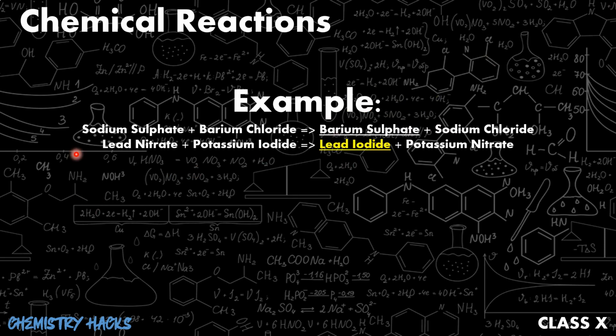And we can look at our examples here. Sodium sulfate plus barium chloride gives rise to barium sulfate plus sodium chloride. The precipitate would be barium sulfate, and since it contains barium, the color would be white. Similarly, lead nitrate plus potassium iodide gives rise to lead iodide plus potassium nitrate. Since the precipitate contains iodide, it would be yellow. So that's an easy way to remember the color of precipitates.